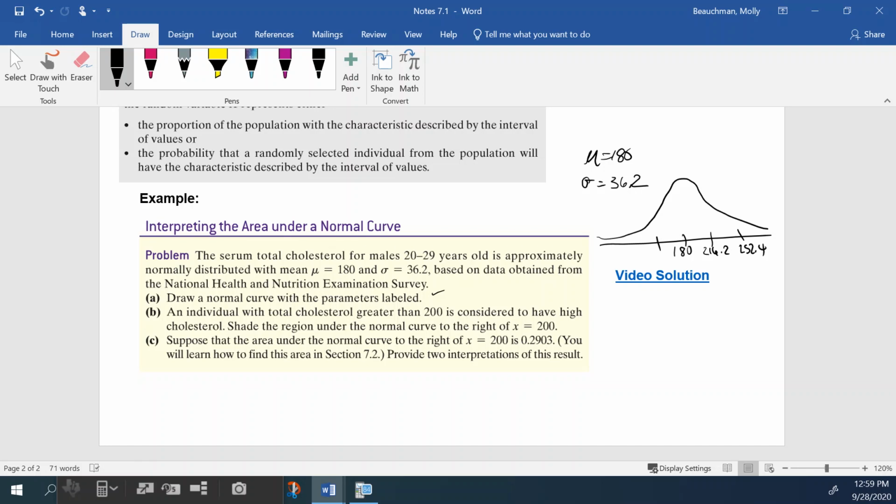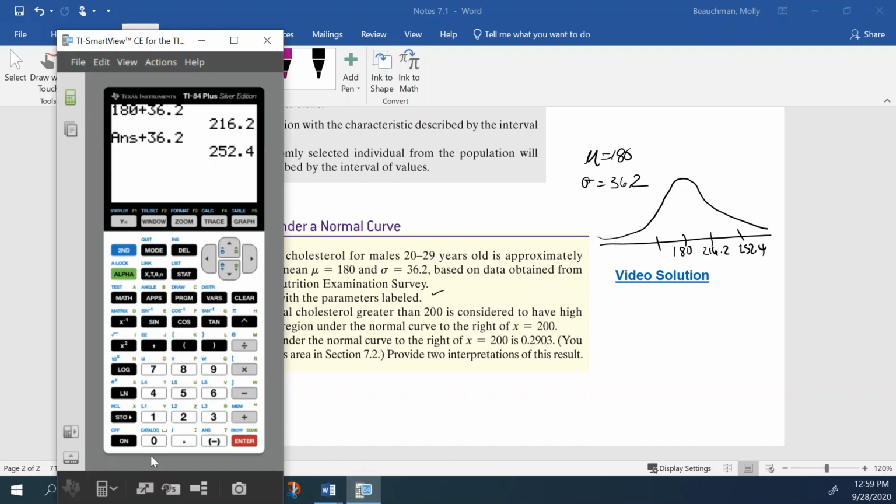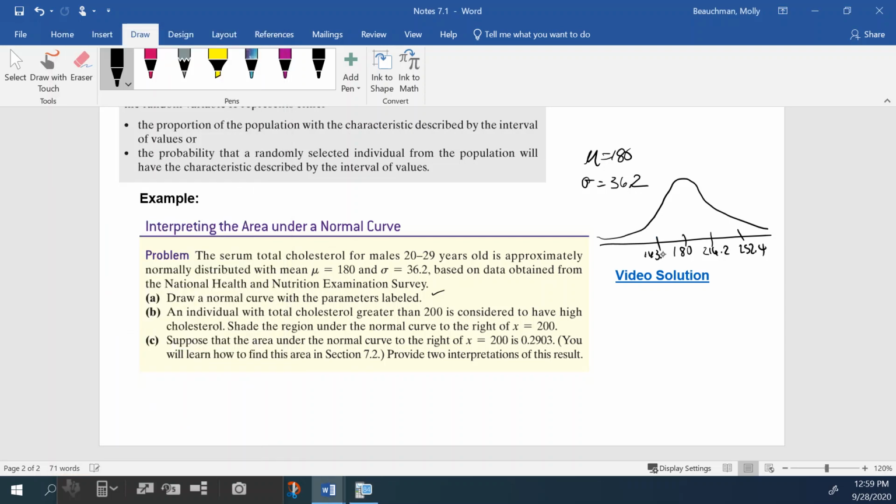On the left-hand side, we take 180 minus the standard deviation. So 180 minus 36.2 is 143.8. I'm going to subtract it twice. 2 standard deviations below is 107.6. So I have 143.8 and 107.6. So that's drawing a sketch of the normal curve.